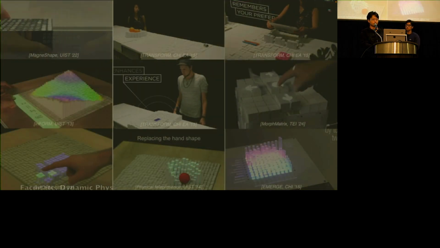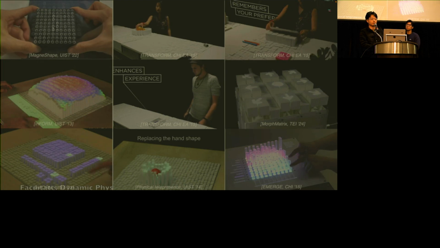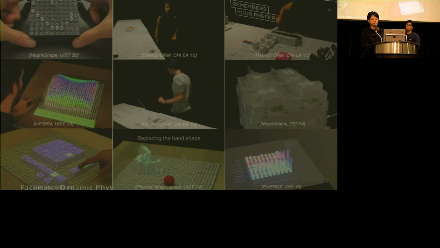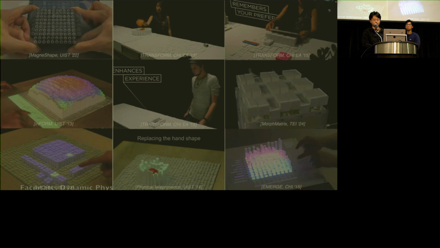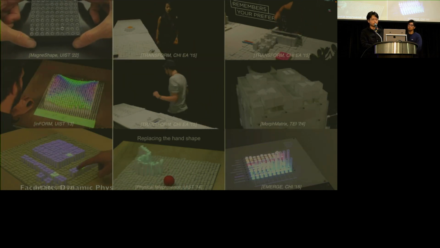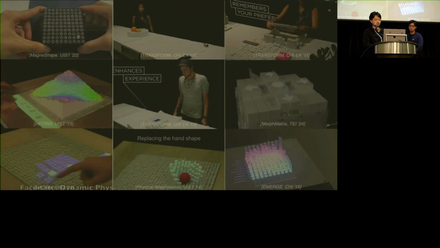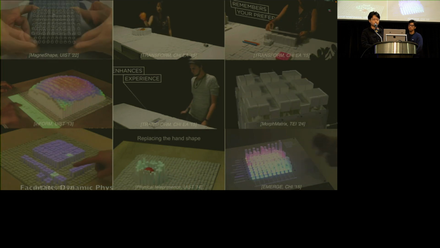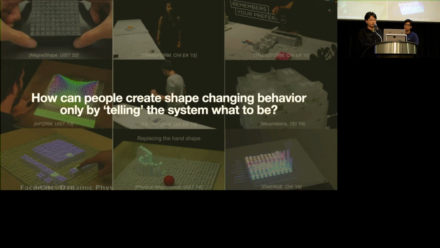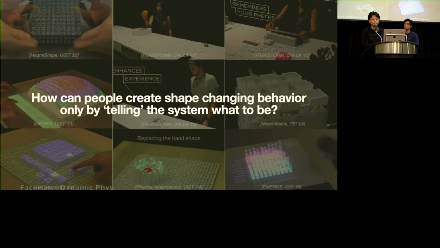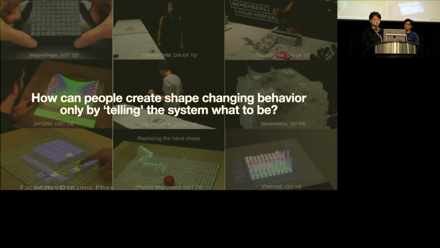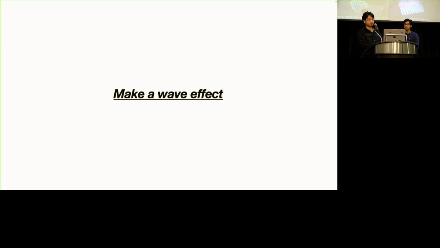So what is a shape display? A shape display is a well-explored topic in the HCI domain, not only because it can render physical and dynamic shape information, but also because it enables tangible interaction for users. We have seen so many exciting demos in prior research. Our work is motivated by the question: how can people create dynamic shape-changing behaviors on demand, only by asking them what to do?